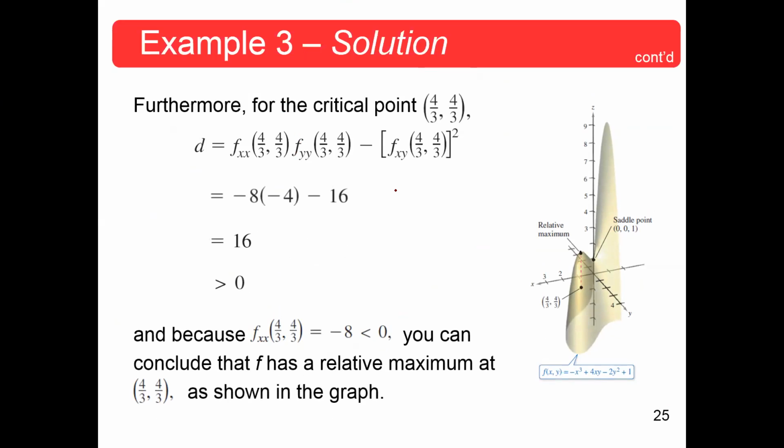This is the graph here. This is 0, 0, which is indeed a saddle point. It's in the middle of the saddle, right? Saddle point. And the 4/3, 4/3 is here. It gives you a relative max.